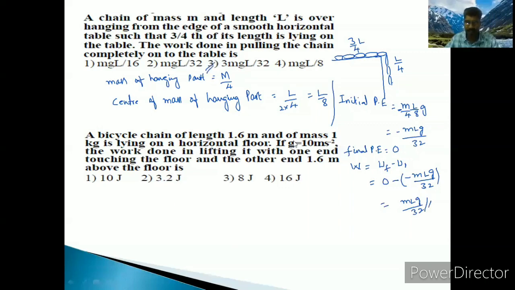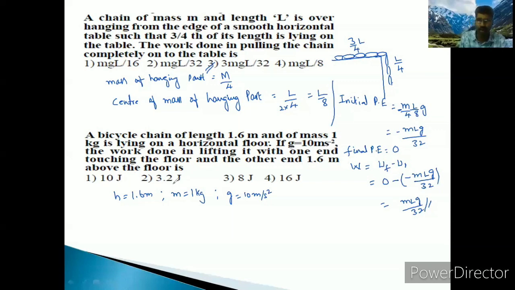Next problem we will see. A bicycle chain of length 1.6 meters and mass 1 kg is lying on a horizontal floor. If g is equal to 10 meter per second square, the work done in lifting it with one end touching the floor and the other end 1.6 meter above the floor is?